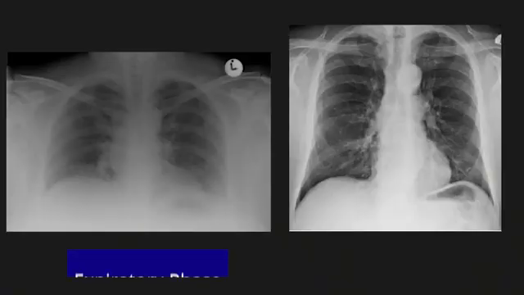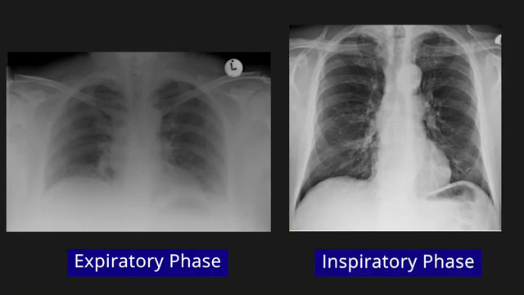Now don't get surprised, my friends. These two X-rays are of the same patient. One is in the expiratory phase, the first one, and the second one in the inspiratory phase. Now why such a big difference?